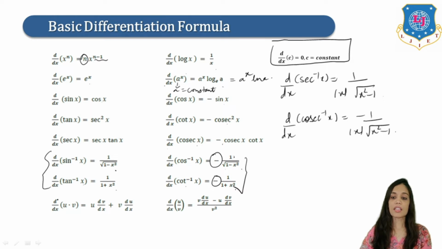And lastly, derivative of u into v. So this is the multiplication rule of derivative, right? So this will be equal to u into derivative of v plus v into derivative of u. So you can write this in another manner as u v dash plus v u dash. So you can denote the derivative by this dash also, right?